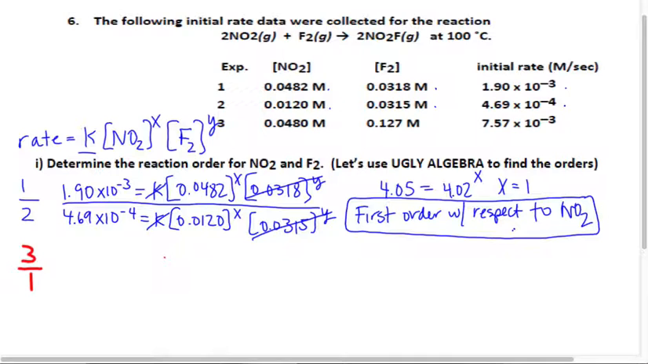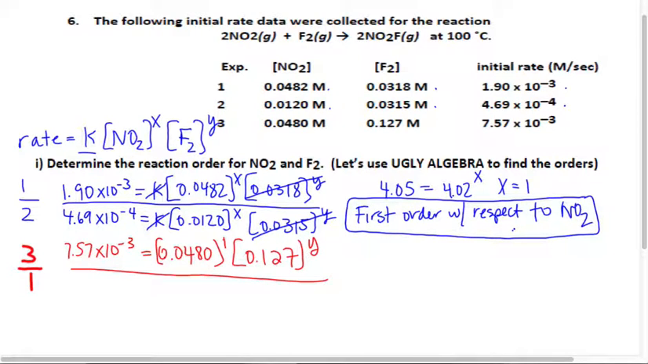So experiment 3, rate is 7.57 times 10 to the negative 3rd equals 0.0480 raised to, you could put the x or you could put 1. Oh, we don't know. That was NO2. Never mind. Oh, that is NO2. Yeah, you could put x or 1 times 0.127 raised to the y divided by 1.90 times 10 to the negative 3. I forgot the k, equals k.